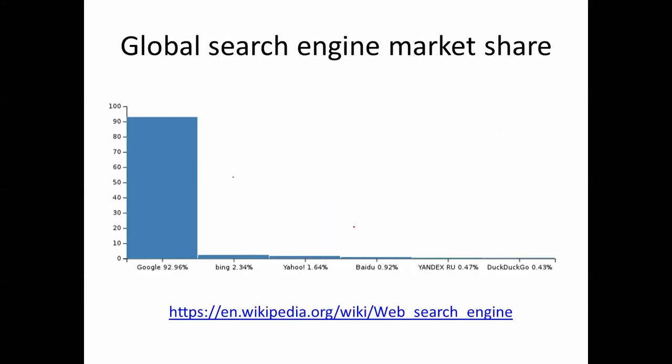By the way, as of earlier this year, February 2020, the global search engine market share looks like this. Holy cow. Google dominates with about 93% of all searches. Bing, Yahoo, Baidu from China, Yandex from Russia, and DuckDuckGo, one that I like because it doesn't store your data. Those are distant competitors.